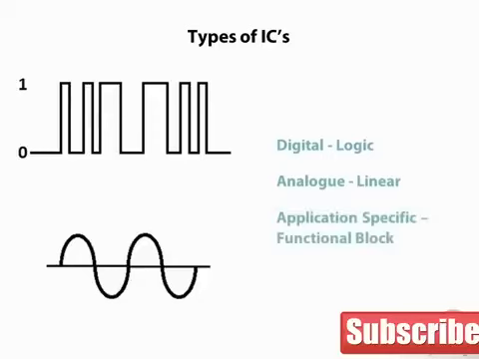The third type of IC is the application-specific IC, or functional block. Functional blocks will combine any number of analog or digital functions to produce a very special and specific function. An example of this would be an analog-to-digital converter, which is a chip that accepts an analog signal and converts it to a binary signal for digital processing.